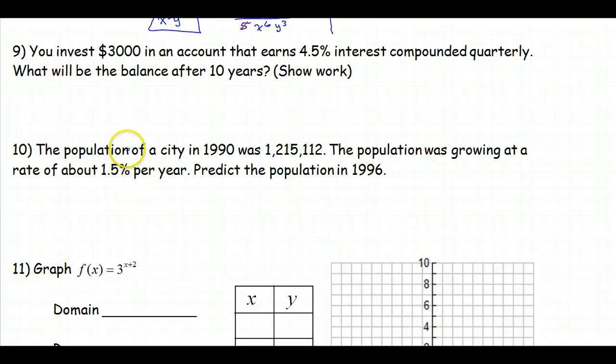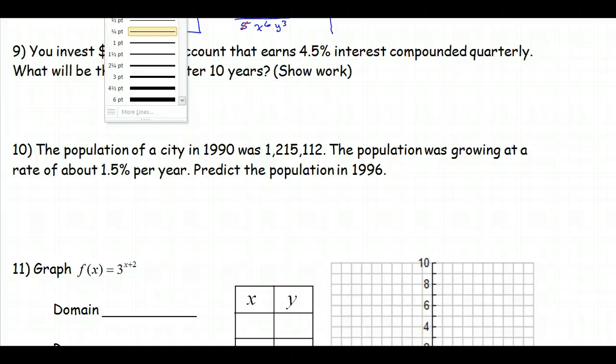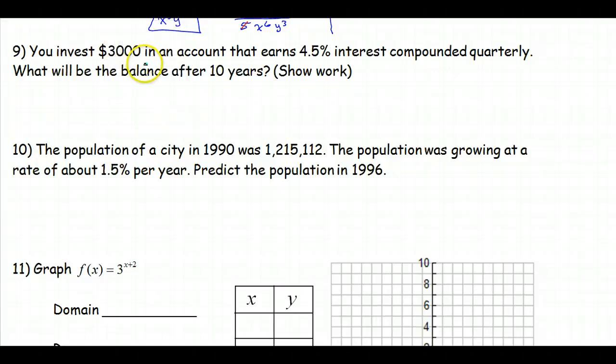Alright, number 9. This is one of those real world problems where we are using either exponential growth or exponential decay models. So let's see. You invest $3,000 in an account that earns 4.5% interest, compounded quarterly.